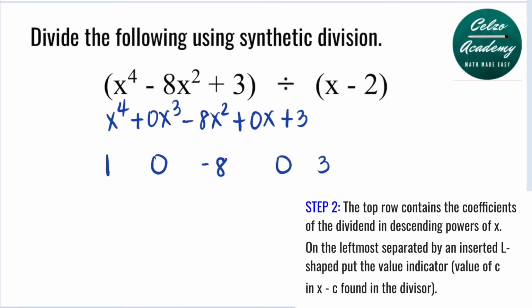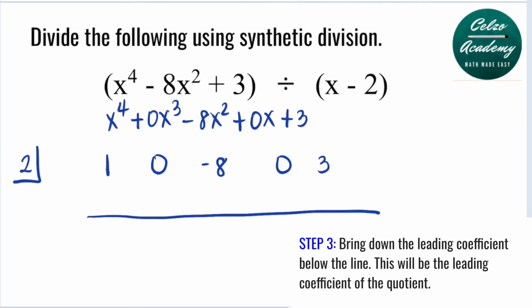Our divisor is x minus 2. So this means our c value is positive 2, which is our value indicator. So on the left, we will write the 2. So this is how we set up the synthetic division. The next step is to bring down the leading coefficient 1. And this will be the leading coefficient of the quotient.